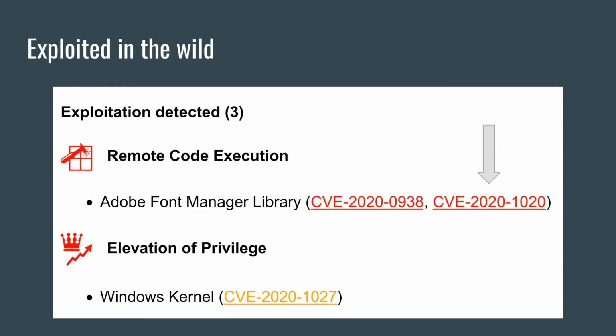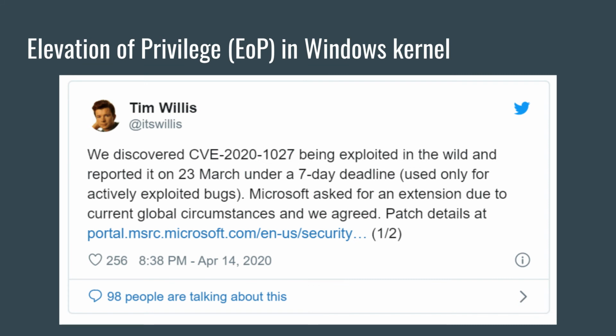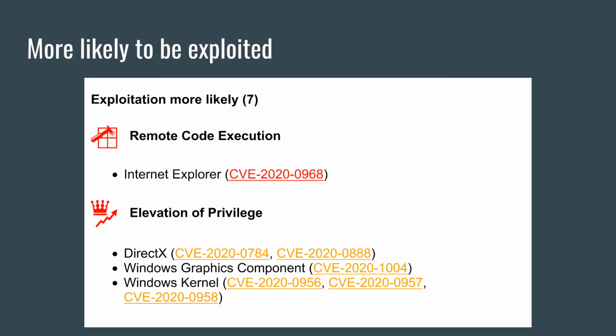Another vulnerability in the Adobe Font Manager library is very similar to the previous one, although it impacts a different font renderer. And the last exploited vulnerability is the elevation of privilege in Windows kernel. To exploit the vulnerability, a locally authenticated attacker should run a specially crafted application. Also, all versions of Windows from Windows 7 to Windows 10 and from Windows Server 2008 to Windows Server 2019 are vulnerable. What else can be interesting?